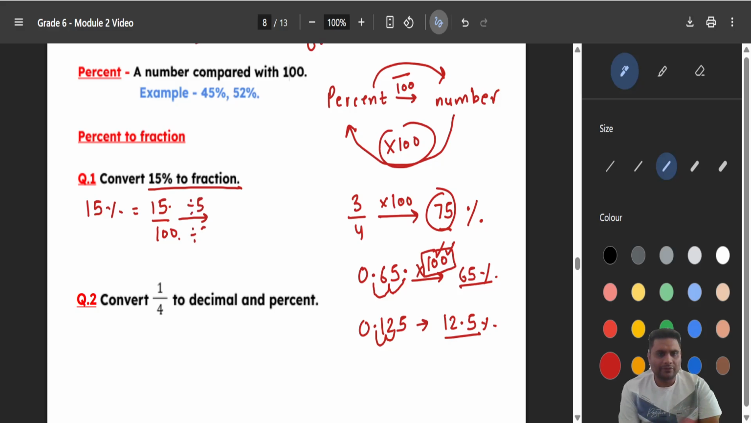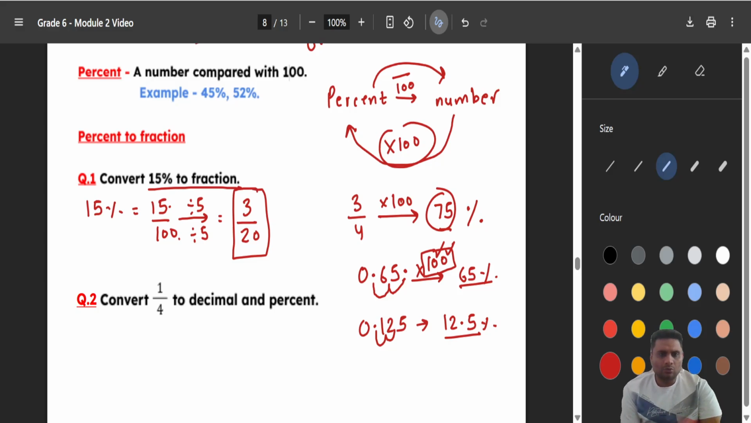Taqsim 5. 15 divided by 5 is 3. How? 5 times 3 gives me 15. Yes, that is why 15 divided by 5 means 3. 5 times how much will give you 100? 20. It means 100 taqsim 5 will give me 20. This is my fraction and the final answer.